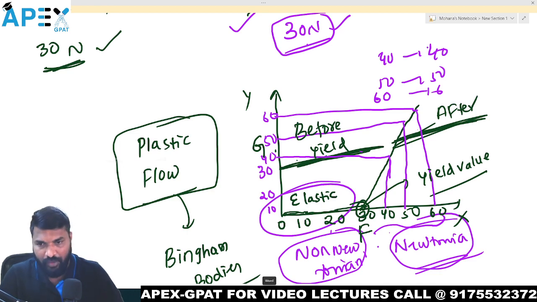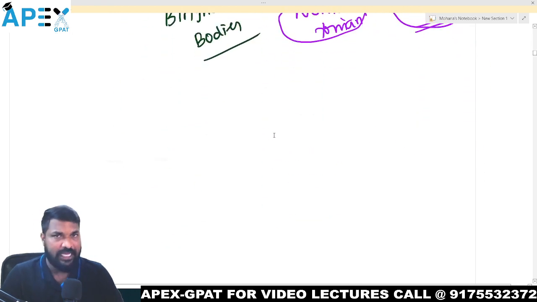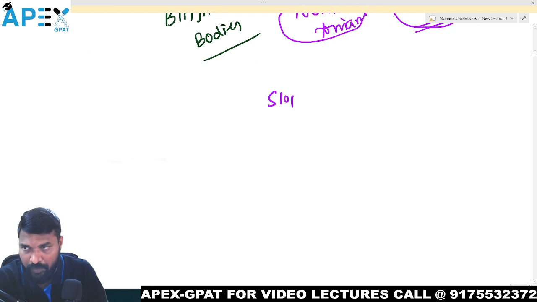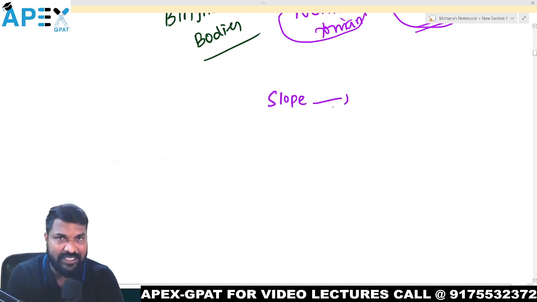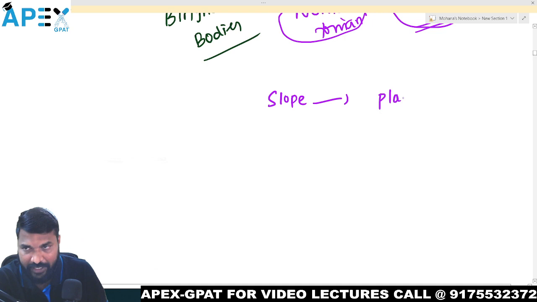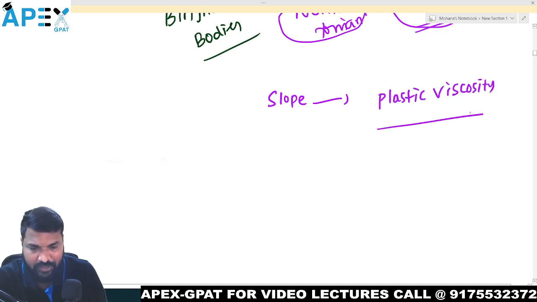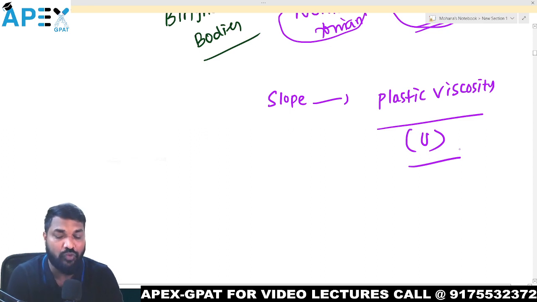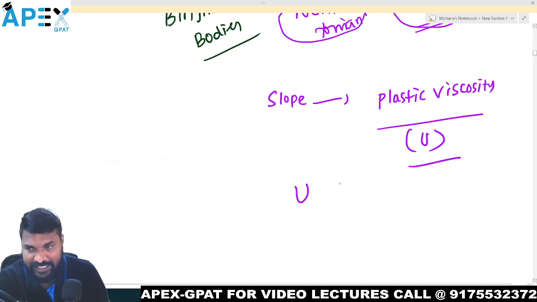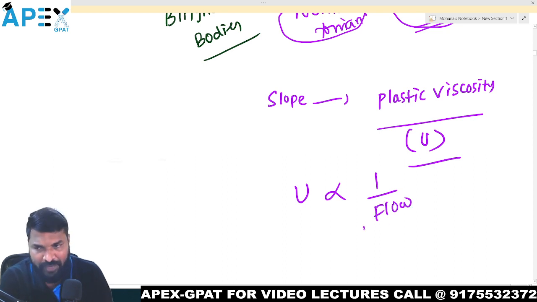Okay. But in the GPAT, other than this concept, what is important? Slope. In the plastic flow, what is the slope? The slope here we call the plastic viscosity. We represent it with the symbol U. The U is the reciprocal of flow only. Flow means mobility.